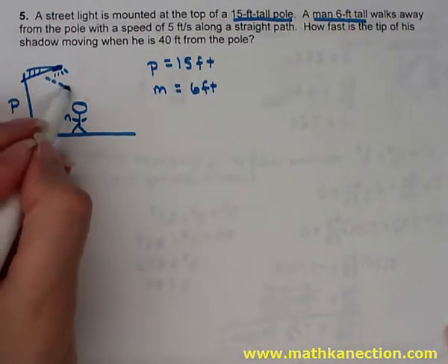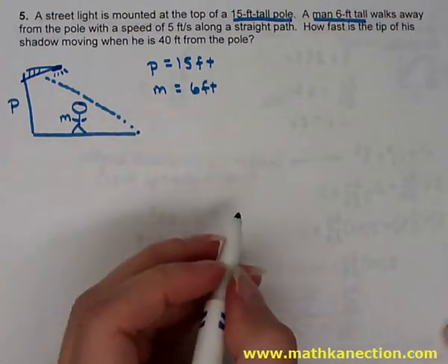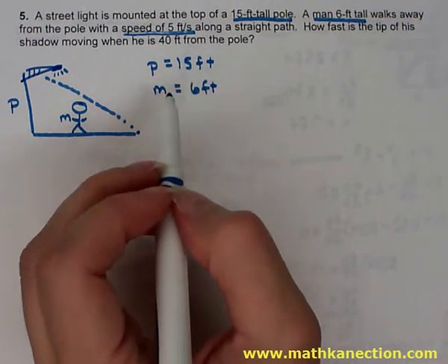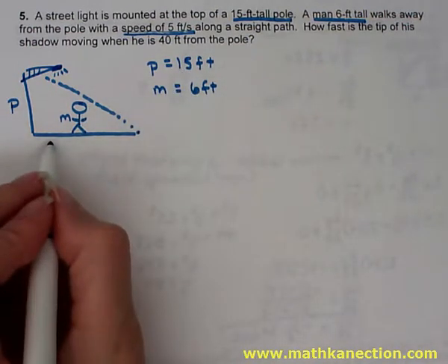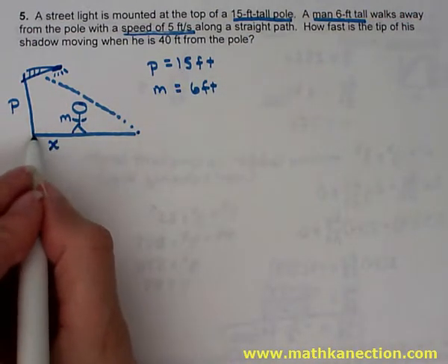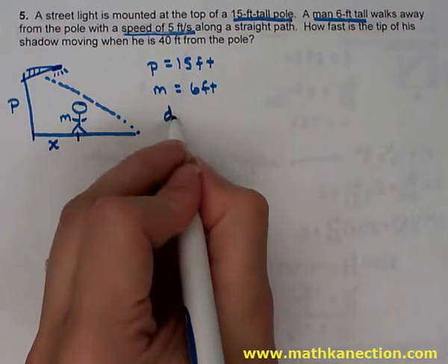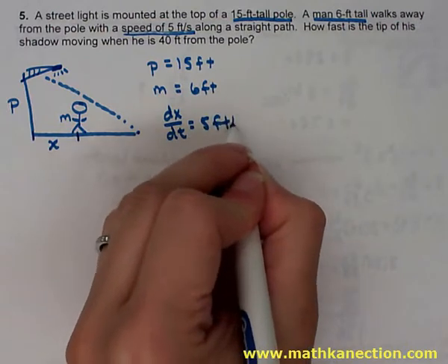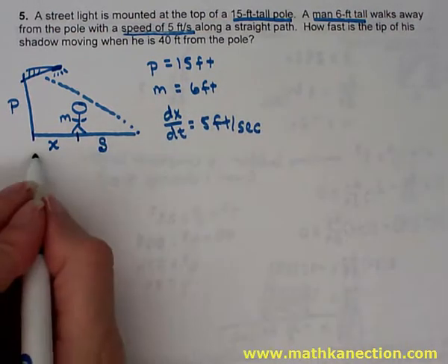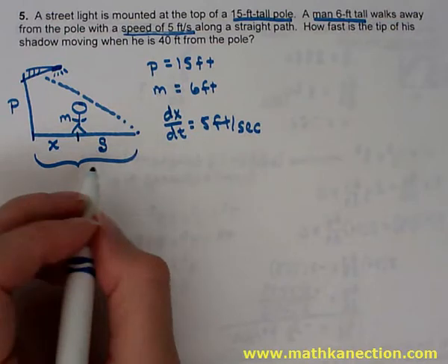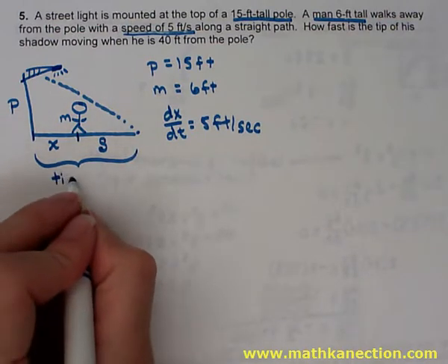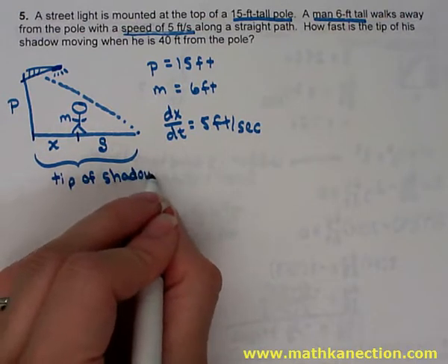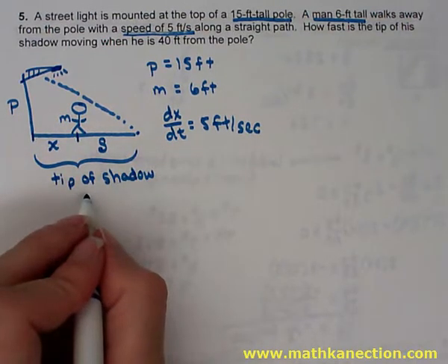The light is shining down and we're going to be looking at a shadow in the problem, to create that shadow on the ground, with the man walking at a speed of 5 feet per second along the path. The distance the man is from the pole, we're going to use the value of x, so dx/dt is given as 5 feet per second. So the shadow is s, and the tip of the shadow is the value of x and s together. So labeling the tip of the shadow to be the value of r.